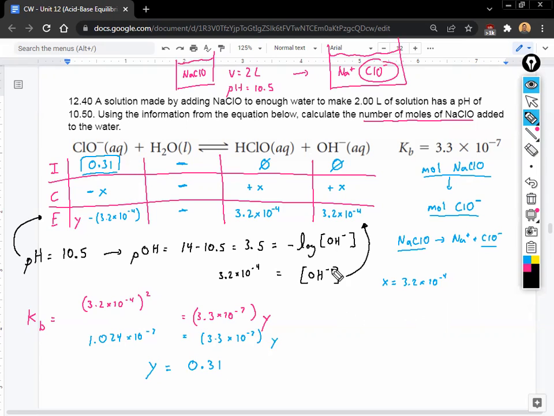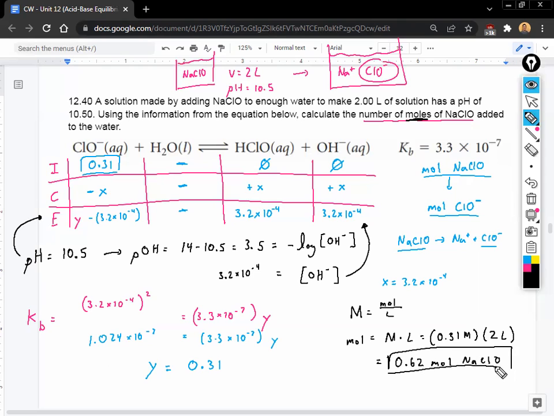Okay, we're not done yet because we have to figure out exactly what the question is asking for. And it's not asking for molarity, it's asking for moles, right? We said that the concentration of ClO minus is equal to the concentration of NaClO. So we can plug this into the molarity formula. If we're looking for moles, we can rearrange this as molarity times liters. We have 0.31 molarity times the liters. We said the volume was 2 liters, and so we're going to get a final answer of 0.62 moles of NaClO.